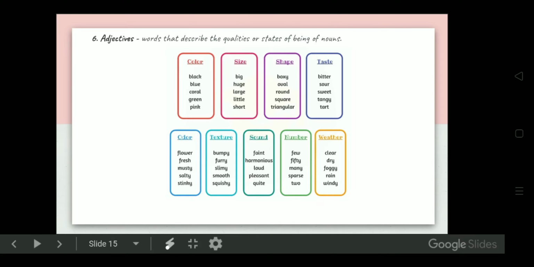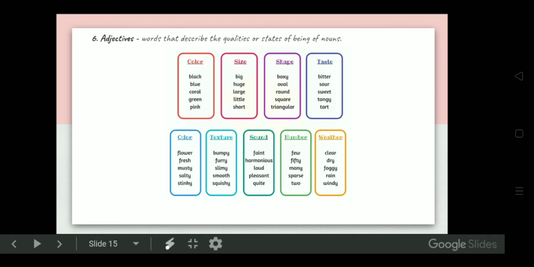Next one is adjective. Adjectives are words that describe the qualities or states of being for nouns. Okay, so basically adjectives are the descriptors. You know, if it's a man, what kind of man he is. Is he a handsome man? Is he a tall man? Is he a dark-skinned man? Something like that.